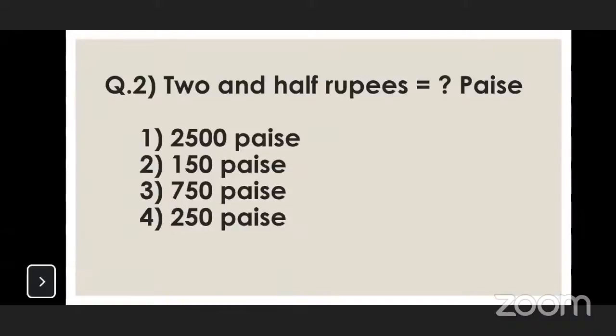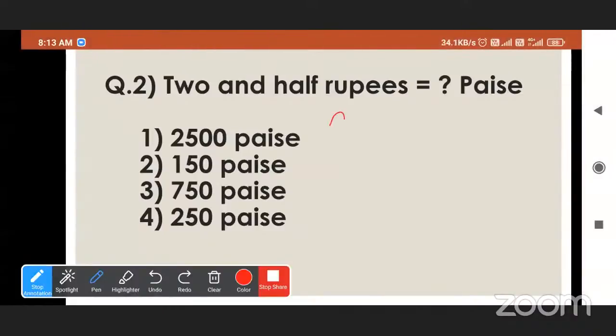Now see, read the question. 2.5 rupees is equal to how many paise? Okay, 2.5 rupees means 2 rupees, and half rupee means how many paise? 30 or 50? 50 paise. And quarter rupee means, see, 2 rupees and 50 paise.